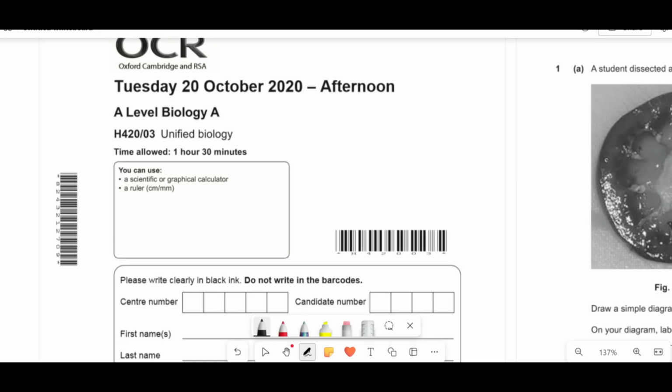Tutoring on there. Hello everybody, welcome back to another episode of the A-Level Cookbook. Today we're going to be doing the OCR A-Level Biology A 2020 Paper 3.